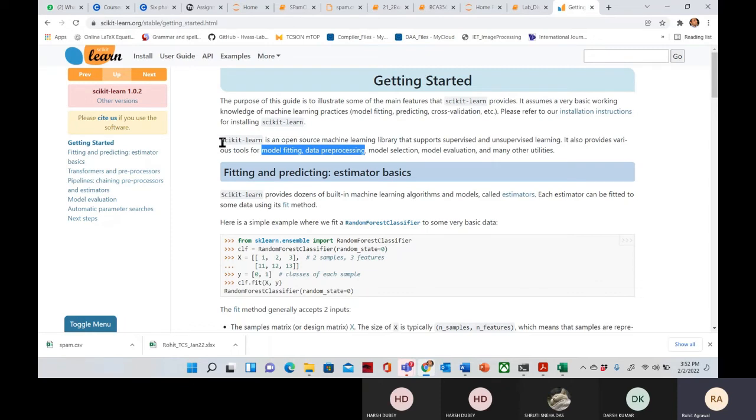Sklearn is an open source machine learning library that supports both supervised and unsupervised learning. What is supervised and unsupervised, I will discuss in class in detail, don't worry. It supports tools like data pre-processing and model selection. So we were doing data pre-processing, feature extractor. After that, we will do model selection. After that, we will do evaluation. We will do these three things.